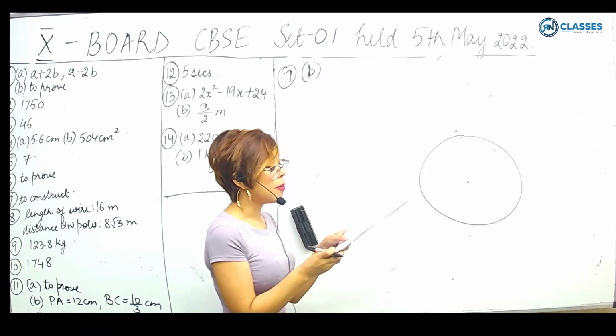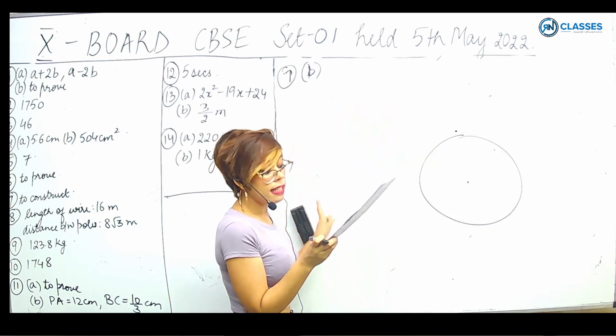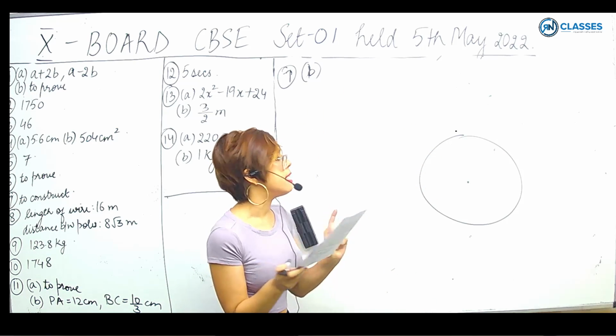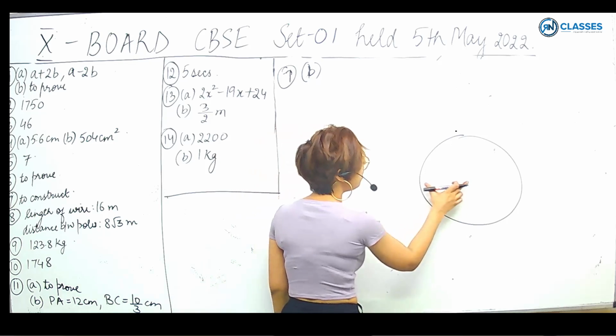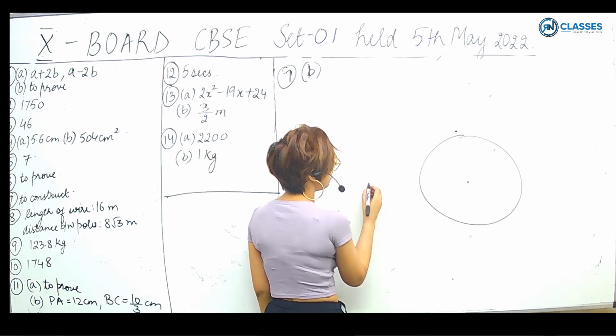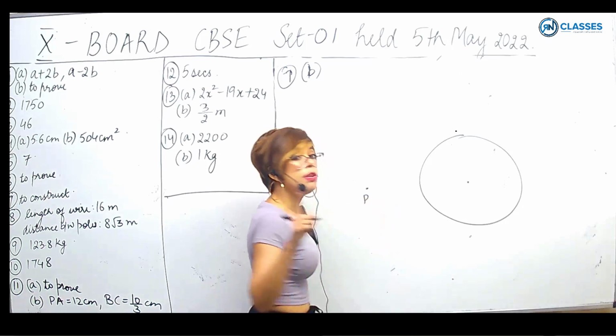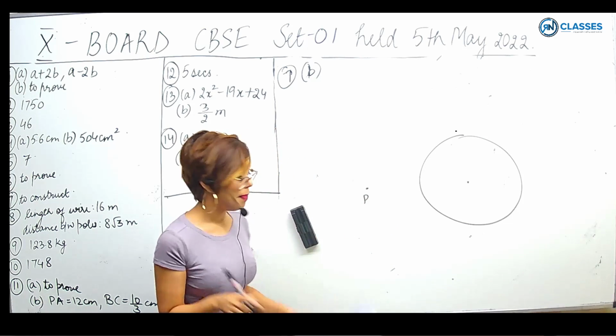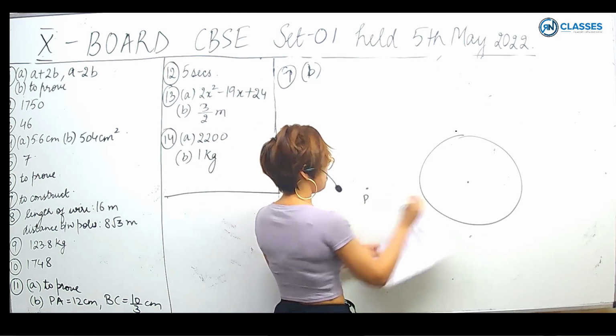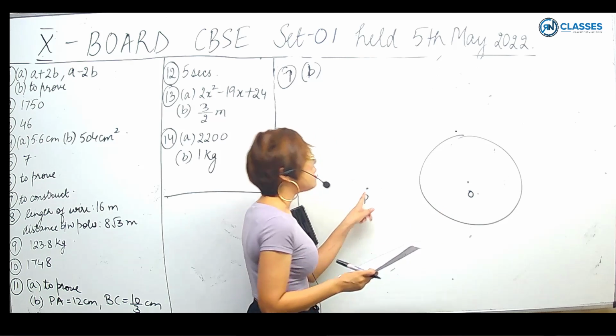Now he says from a point P lying outside the circle at a distance of 6 centimeter from the center. So this is center from a distance of 6 centimeters. So maybe my point is here. Not maybe, you need to measure it and do that. Alright. So this is P and this is O. From here you need to draw the tangents.